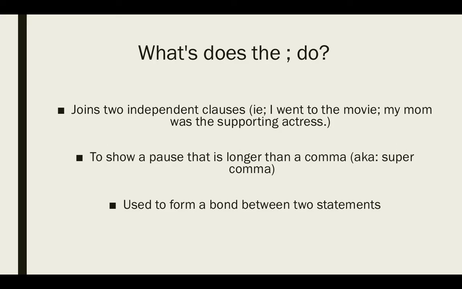Number 2, to show a pause that is longer than a comma, also known as the supercomma, and we'll get to that in just a moment. And number 3, used to form a bond between two statements, similar to joining two independent clauses that we used in the first example.